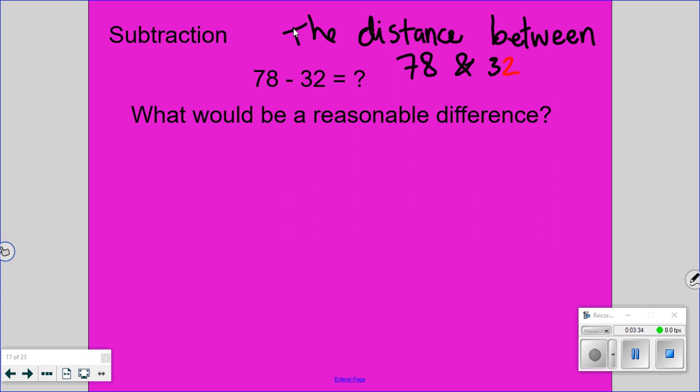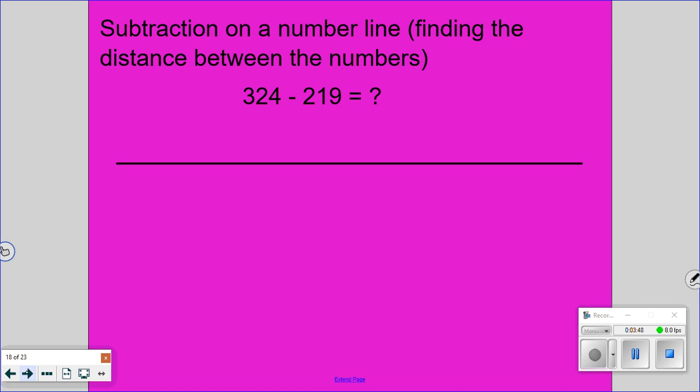Brogan? Where are you going to put the 78? It's going to go out here. The 32 is going to go here. All right, so today we're going to look at our number line. We're going to be doing subtraction on our number line. Go ahead and write this new equation.